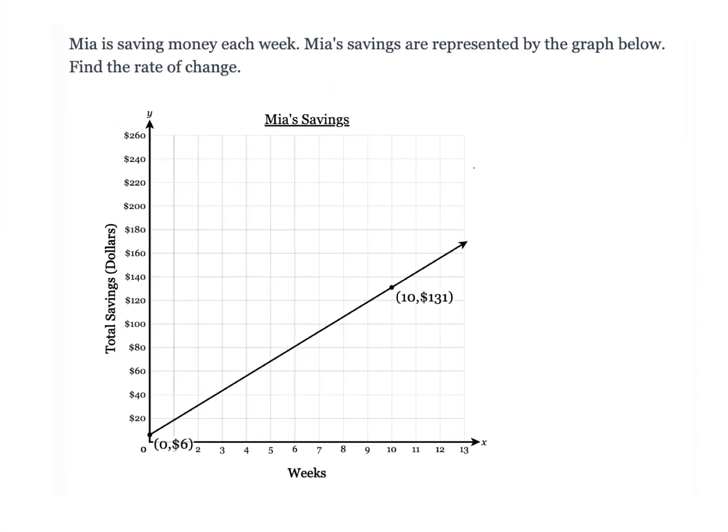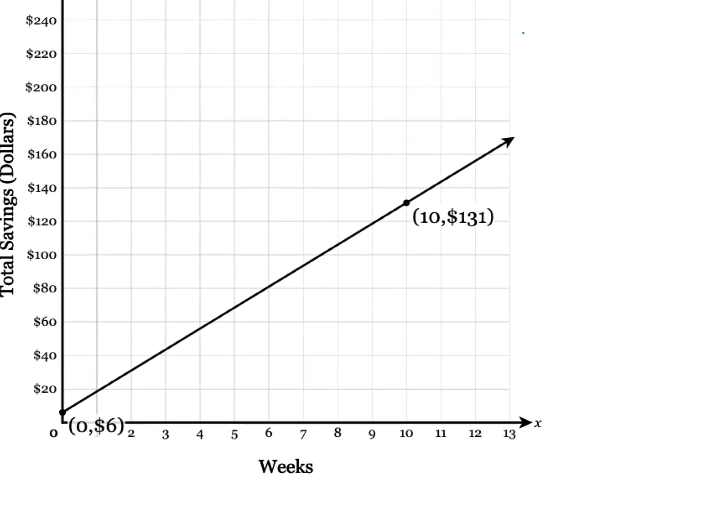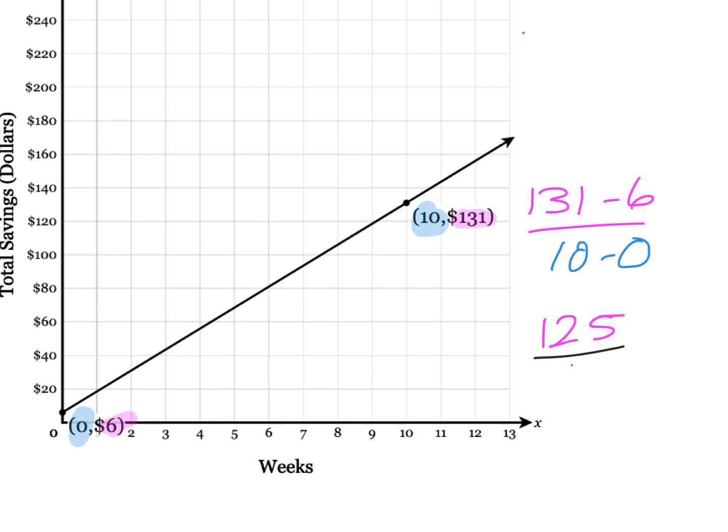And then for this one, I would just use my slope formula. I would use my change in my Y's. So 131 minus 6, that's a difference of 125 if I subtracted right. But y'all know you need to check me on that. 10 minus 0 is going to give you 10.